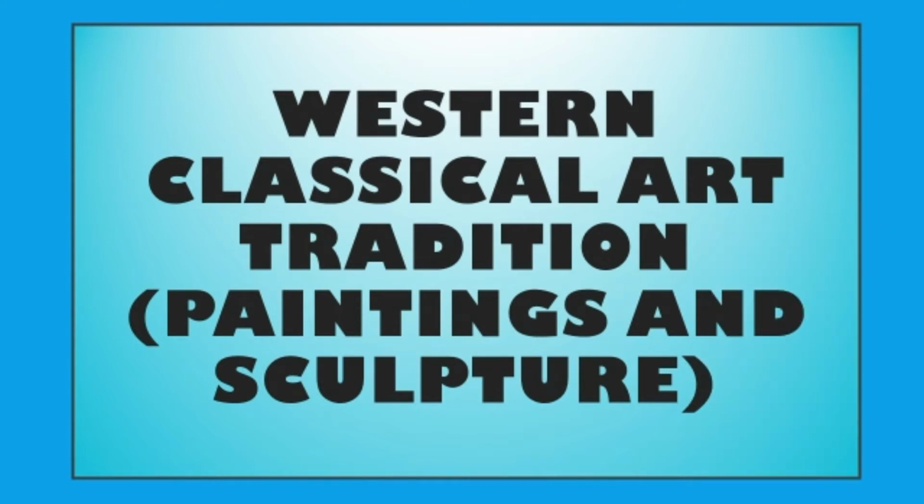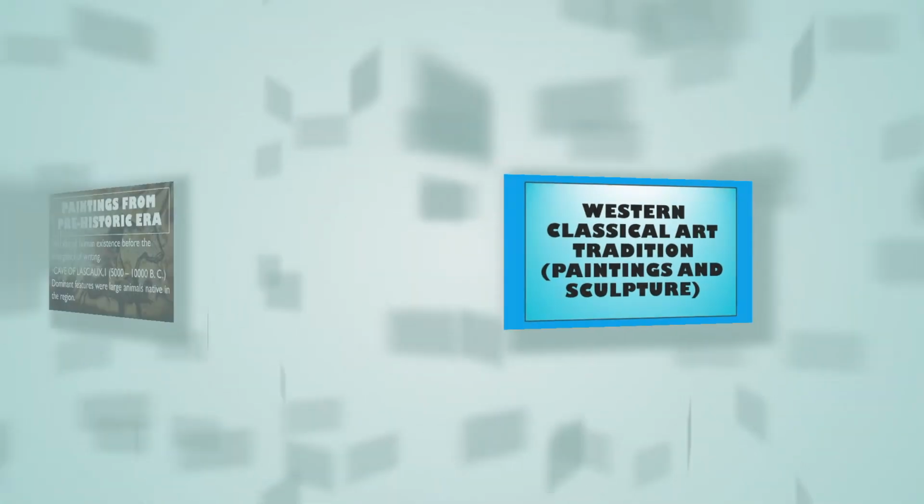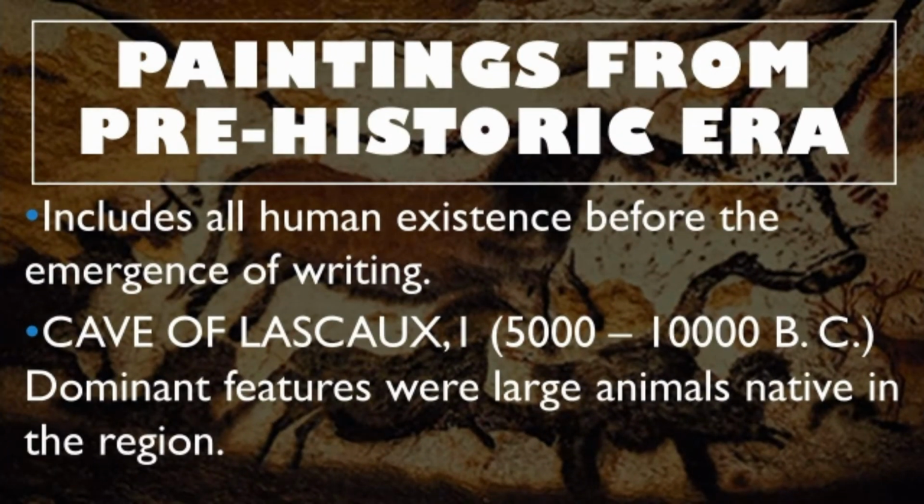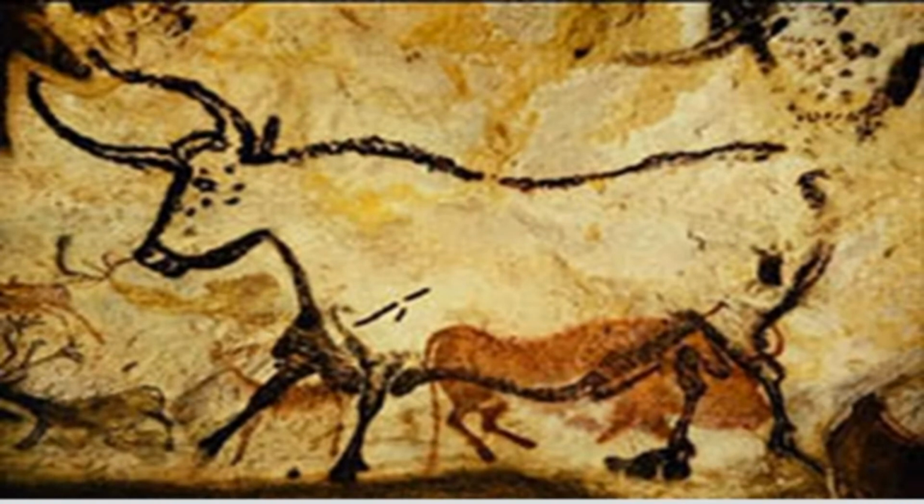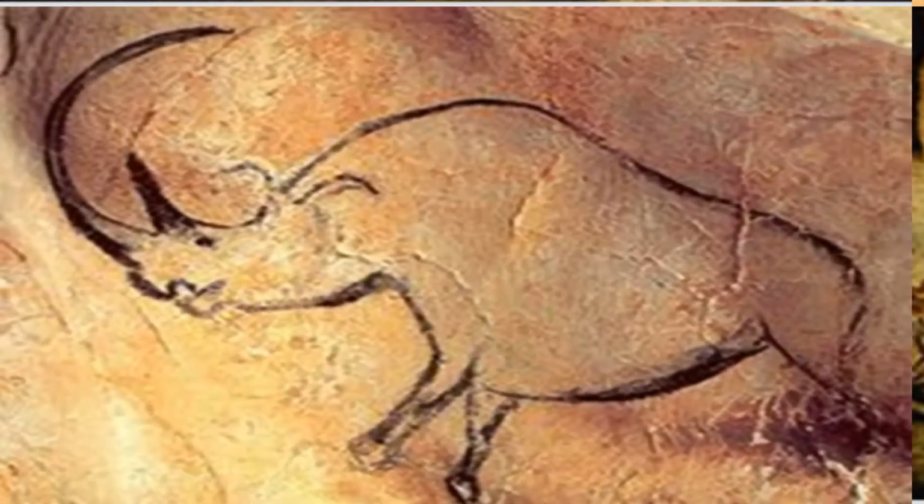Western classical art tradition includes all human existence before the emergence of writing. Its arts are only one clue to understanding early human life and culture, found inside the caves, which may have been their way of communicating with each other. For religious and ceremonial purposes, drawings of animals were usually correct in proportion. Cave of Lascaux. Dominant features were large animals native to the region, discovered on September 12, 1940.